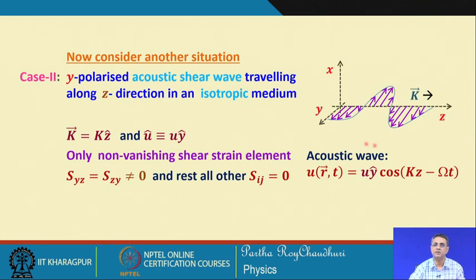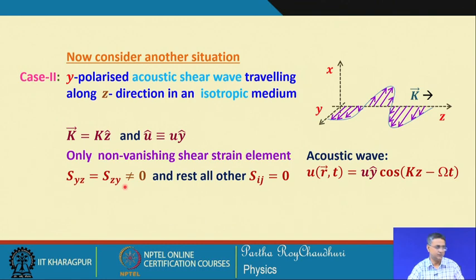Let us recall that while discussing all these acoustic wave formulations, only the polarization direction and the propagation direction appear in the case of shear wave. Here y is the polarization direction and z is the propagation direction. So, this is interesting to note. The shear strain will contain only these two components y z and z y, because they are symmetric.